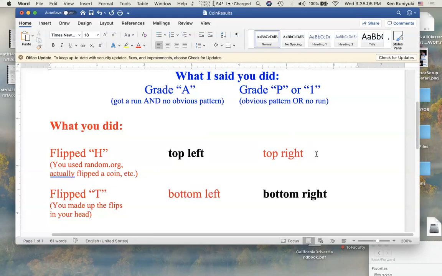So here's what I want you to put in chat, just for kicks. Tell me which group you're in. Are you in top left, top right, bottom left, or bottom right? This isn't for your 3 points, but I know some of you are confused. I want to see how well I did. How many of you were in top left? You flipped the coin and you got an A. How many of you were top right? You flipped the coin or got the website to do it and you got a 1. How many of you were in bottom left? You did not flip the coin or get the website, but you got an A. And how many of you were in bottom right? You did not flip the coin for real or get the website, and you got a 1. So in chat, put which slot you're in.